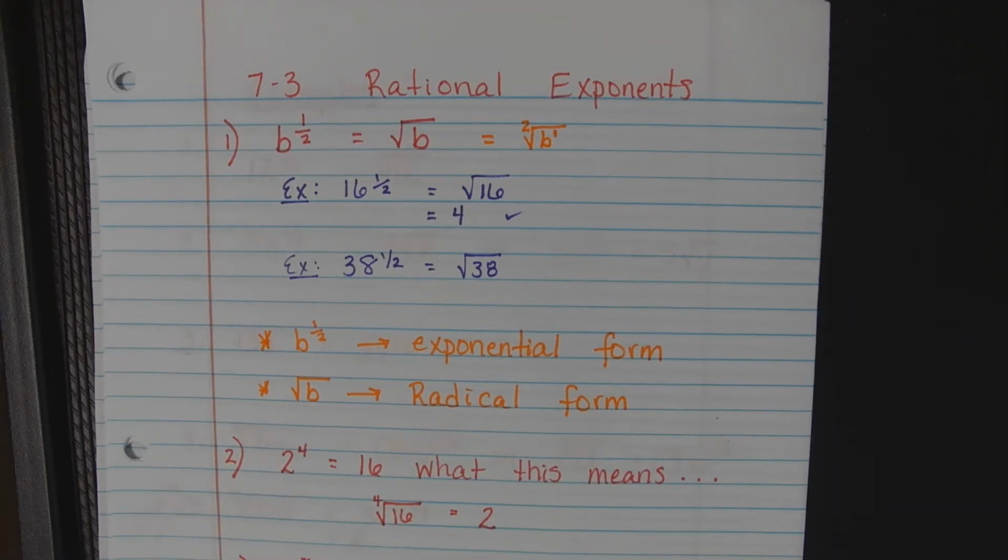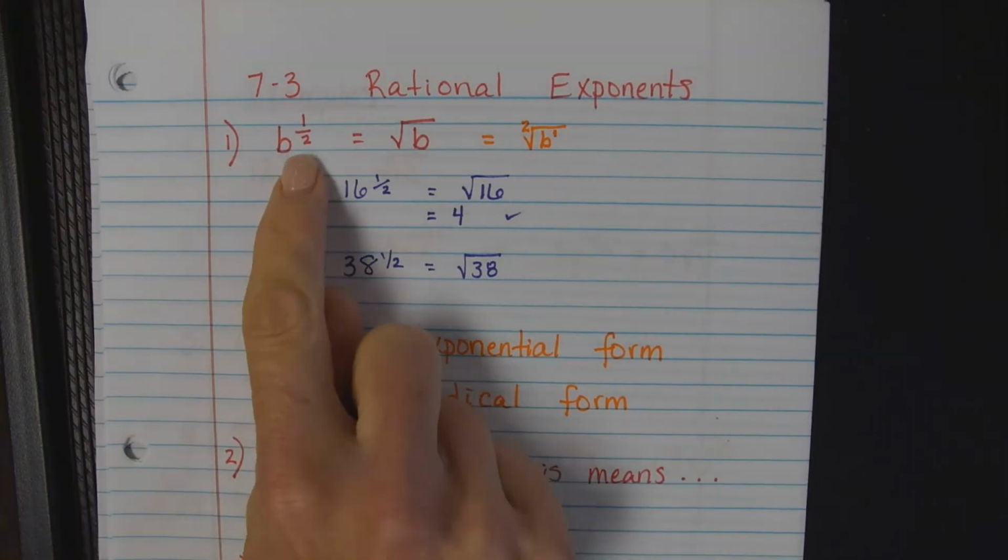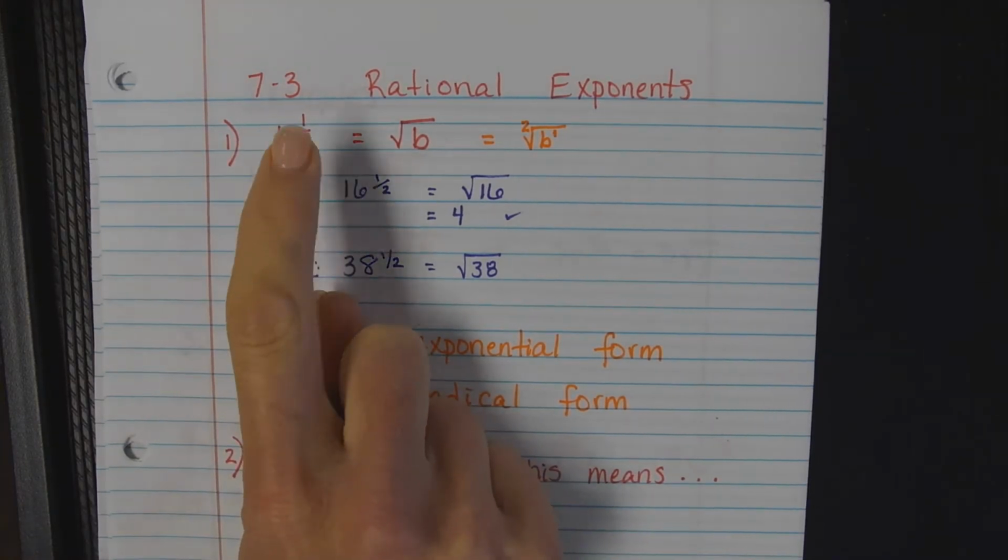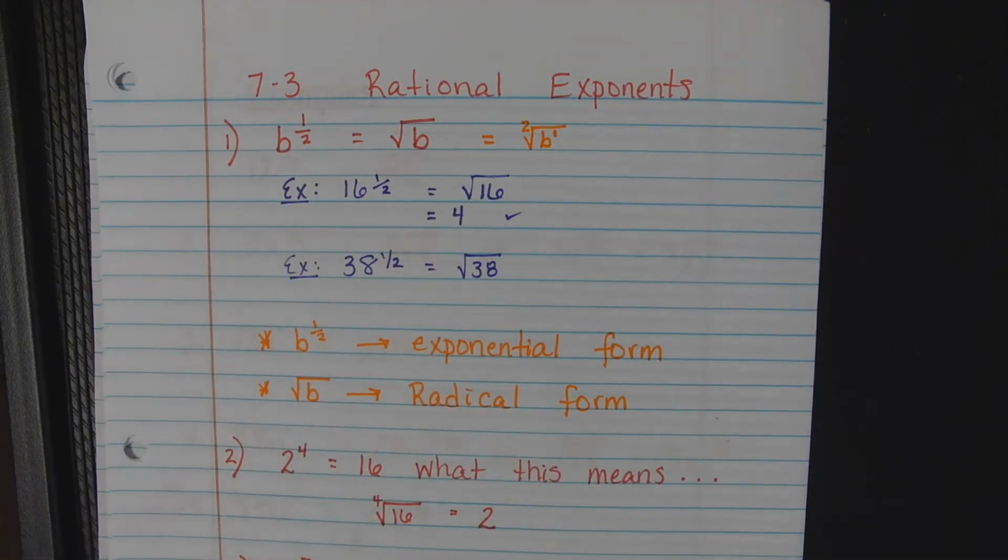So number 1, we are talking about b to the 1/2. This is an exponent. Just a reminder, exponents are not numbers, they are powers. The exponent tells you the power of what the base is. Believe it or not, when you have a fraction as an exponent, it makes that base smaller. You know this, you just don't know you know it.